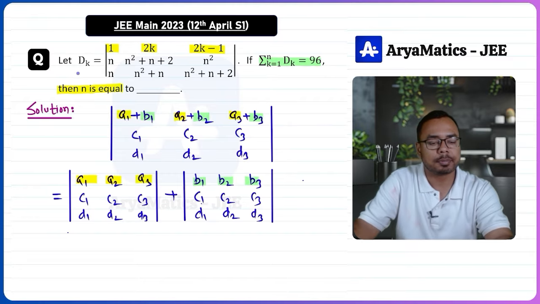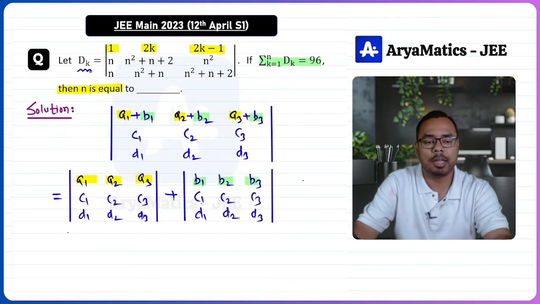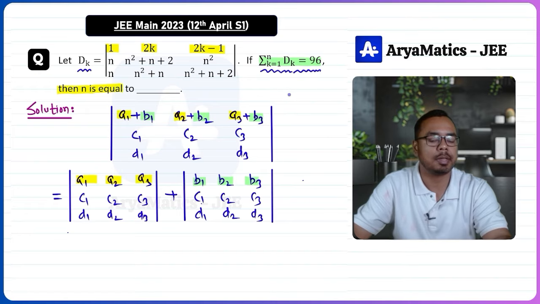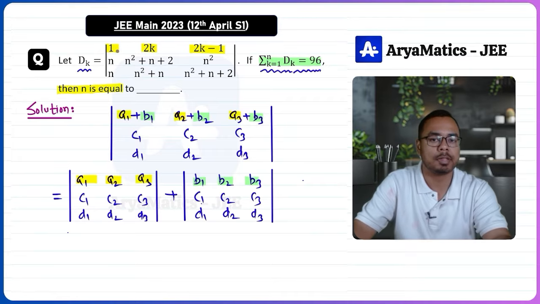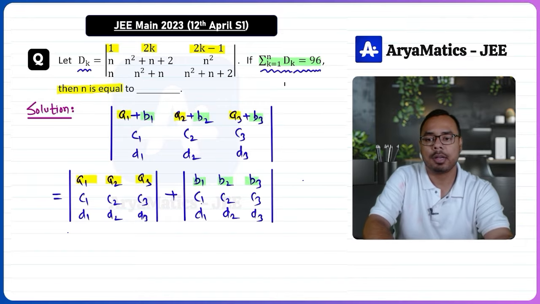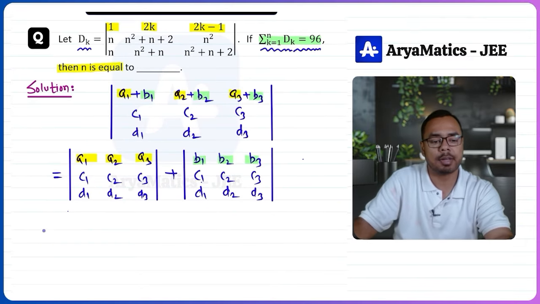Now, here if you notice, Dk and k is only present in first row. So if I calculate D1, the second and third row will be same, right? They will have n square plus n plus 2 and so on, and only the first row will change, right? In D1 you'll have 1, 2, and then 2 minus 1, that is 1. In D2 in place of k will have 2 and so on. So that means here if I want to add all of those determinants, we can just add the corresponding elements of first row, which means that this sigma notation we can take inside this determinant along the first row. So if I need summation Dk, this is given as 96.